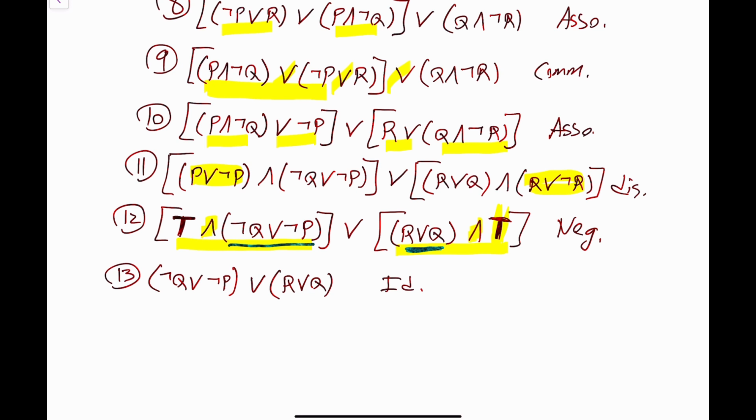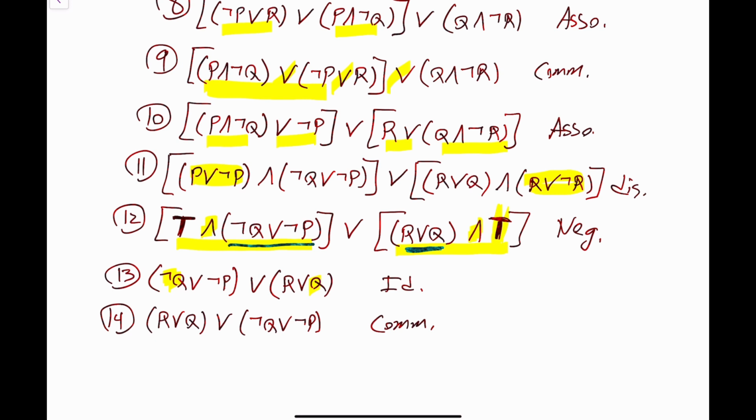For 14, let's get things closer together. Here's this not Q, here's this Q. Let's get them closer together. Hence for 14, we can get parentheses, R or Q, close parentheses, or parentheses, not Q or not P, close parentheses, commutative rule.